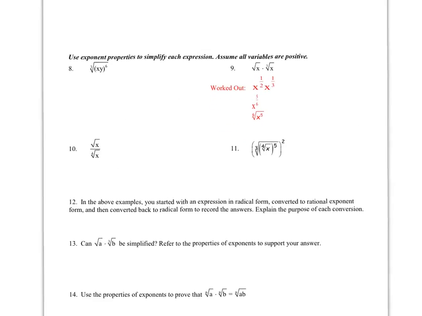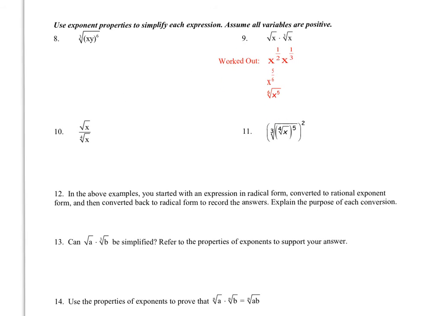All right, we're going to look over here at questions 8 through 11, and I'm actually going to add in a few more to this, just so you know. So let's look at the worked out one. So what this says, it's the directions that use exponent properties to simplify each expression. Assume all variables are positive, okay?